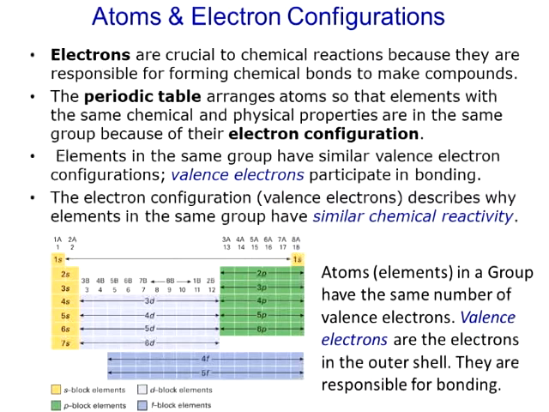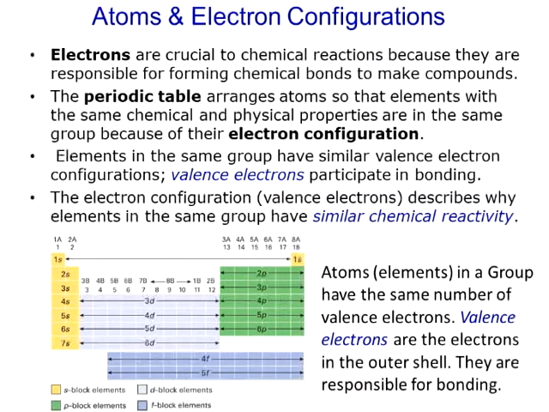Electrons are crucial to chemical reactions because they are responsible for forming chemical bonds to make compounds. You want to make a compound, you need electrons. You have electrons, you have the potential to make compounds. The periodic table arranges atoms so the elements with the same chemical and physical properties are in the same group because of their electron configuration. In other words, there is similarity between the atoms and elements in a group and its electron configuration.